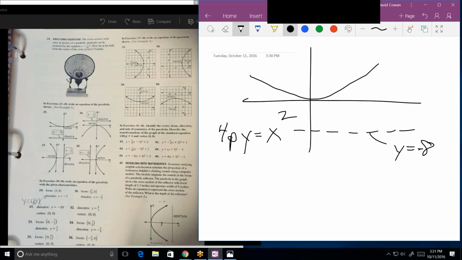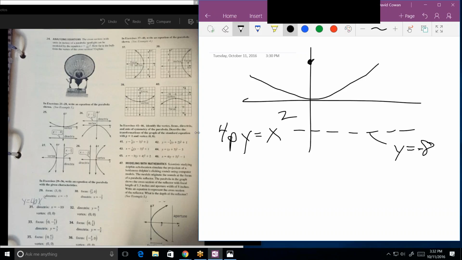P is up here somewhere. Yeah, that's just positive 8. Well, the distance from the vertex to the focus is always the same as the distance from the vertex to the directrix. So how far is it from the vertex to the directrix? Just 8 units. Okay, so what is P? 8 units up. Y equals 8.